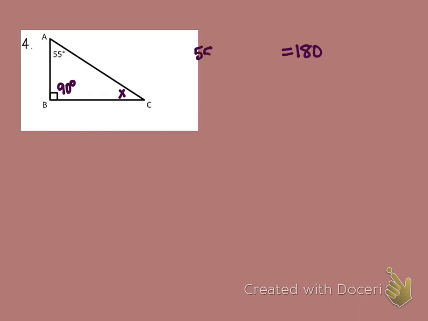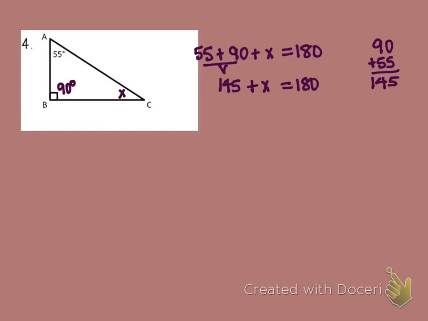55 plus 90 plus X equals 180. So our first step is going to be to add these two numbers. And you should get 145 plus X equals 180. So now we're just solving our equation. This is a plus 145, so we're going to subtract 145 from both sides and get that X is, we borrow here, 35 degrees.